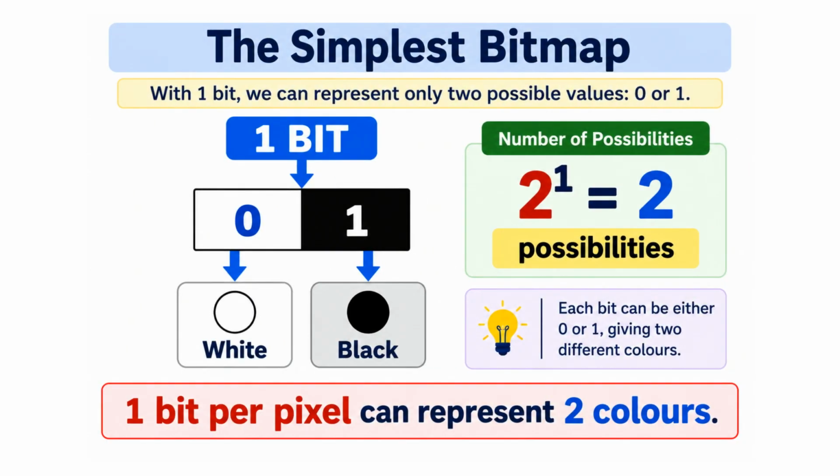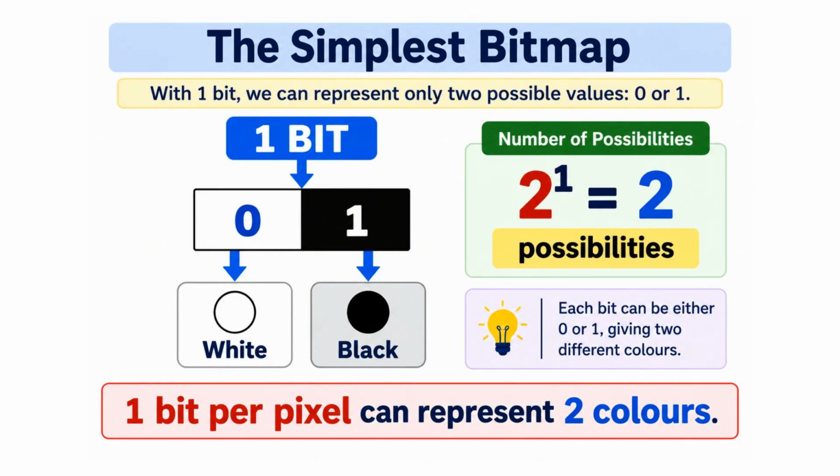The simplest bitmap image uses only 2 colors. To represent 2 colors, we only need 1 bit for each pixel. Remember, 1 bit has 2 possible values, 0 or 1. We can calculate the number of possibilities as 2 to the power of 1 equals 2. For example, we can define 0 as white and 1 as black. This means each pixel needs only 1 bit to tell the computer which of the 2 colors to display.